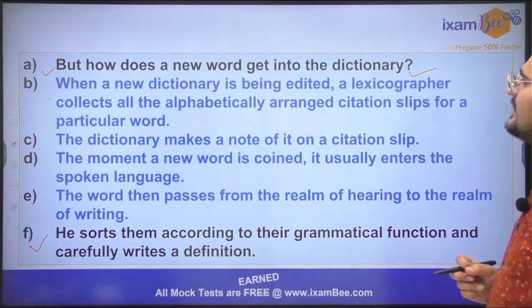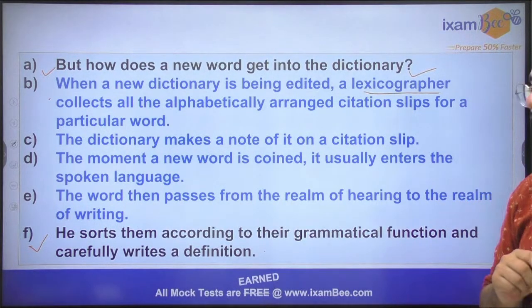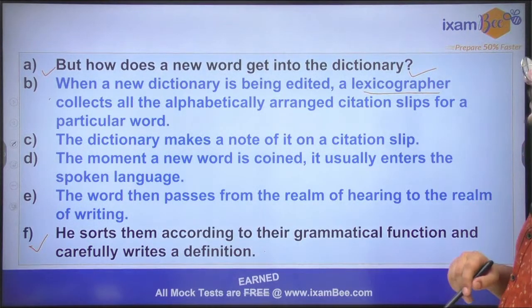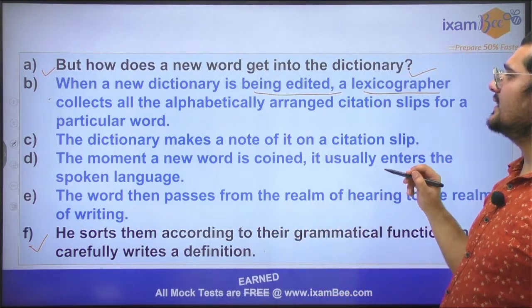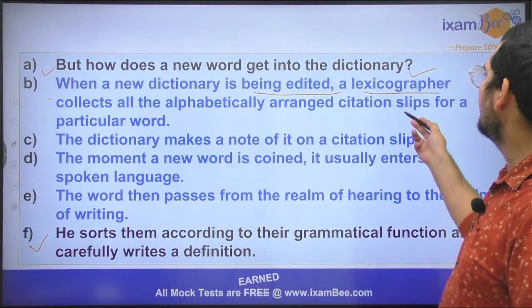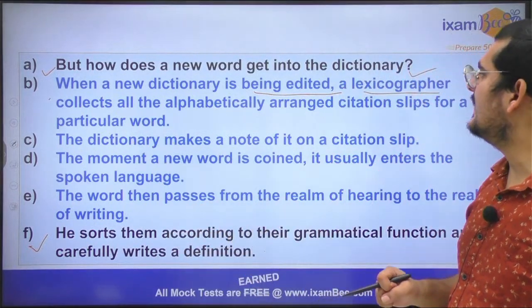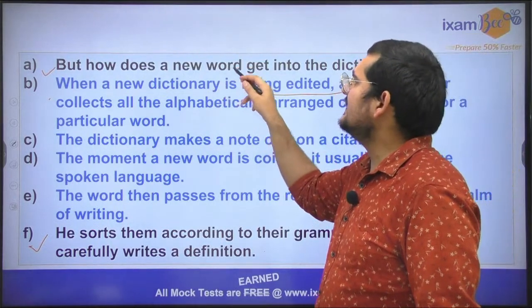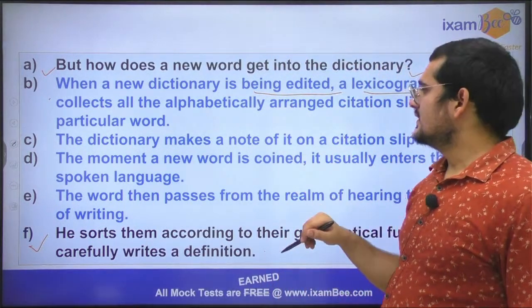So see, अगर हम पढ़ें B वाला, when a new dictionary is being edited, a lexicographer is a person who compiles the dictionary, okay? Collects all the alphabetically arranged citation slips for a particular word. देखिए बात यहाँ पर हो रही है editing की, है ना? तो कहीं ना कहीं हमें क्या ये लगता है कि ये सही नहीं हो रहा है, because this sentence is talking about the further process कि कैसे उसको collect हम कर सकते हैं, ठीक है? कैसे हम उसे arrange कर सकते हैं, है ना? But here what the question is asking कि एक new word को कैसे dictionary में हम include कर सकते हैं? तो we read then further.